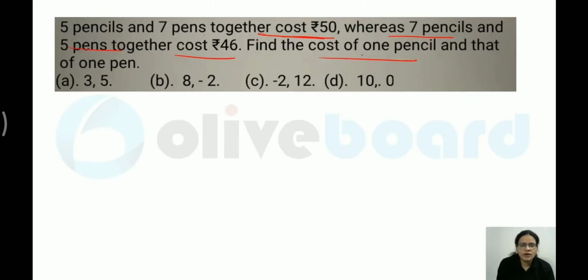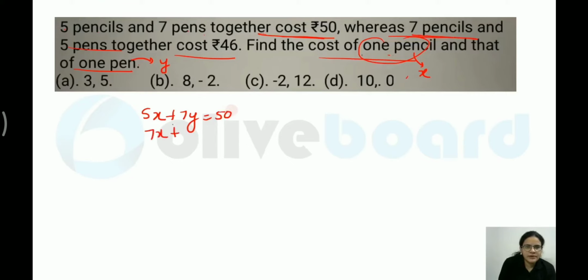Find the cost of 1 pencil and 1 pen. Whatever value they are asking you, you just assume this as x and the pen value as y. So 5 pencils, where 1 pencil is x, would be 5x. 7 pens would be 7y. This is equal to 50. Second one, 7 pencils means 7x, and 5 pens means 5y. This is equal to 46.